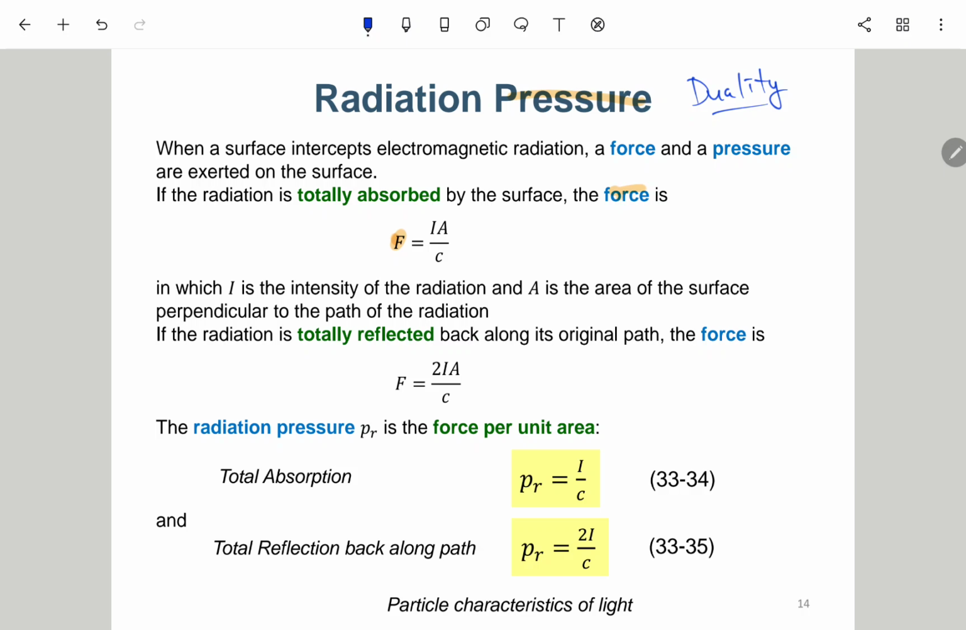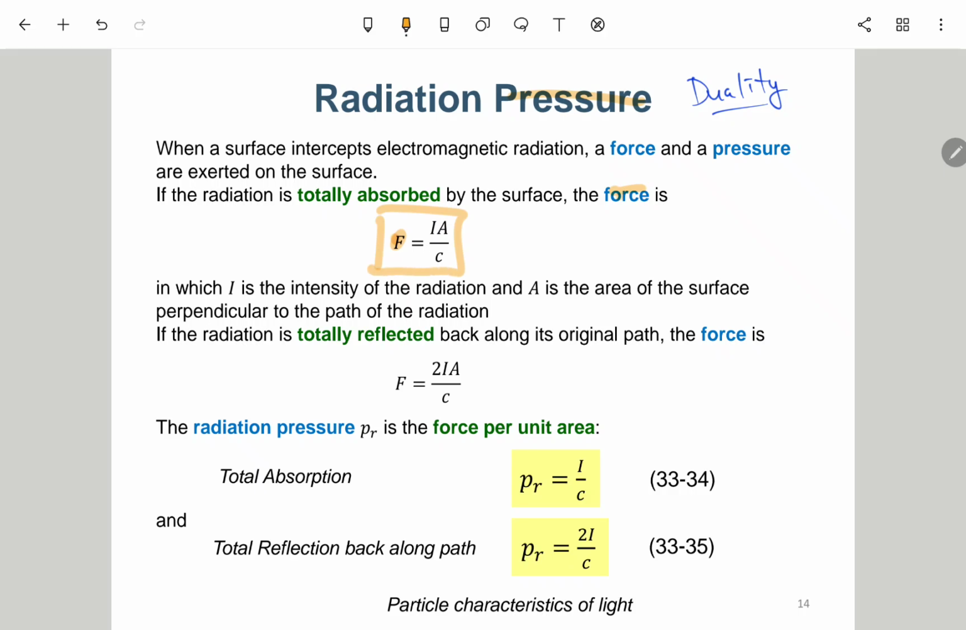It says when a surface intercepts EM radiation, a force and a pressure are exerted on the surface. 当这个电磁波打到一个面上面，就会有一个力或者压力作用在这个面上面。If the radiation is totally absorbed by the surface, the force is F equals IA over C. Actually I don't know how to derive that. Just believe it, this is true.